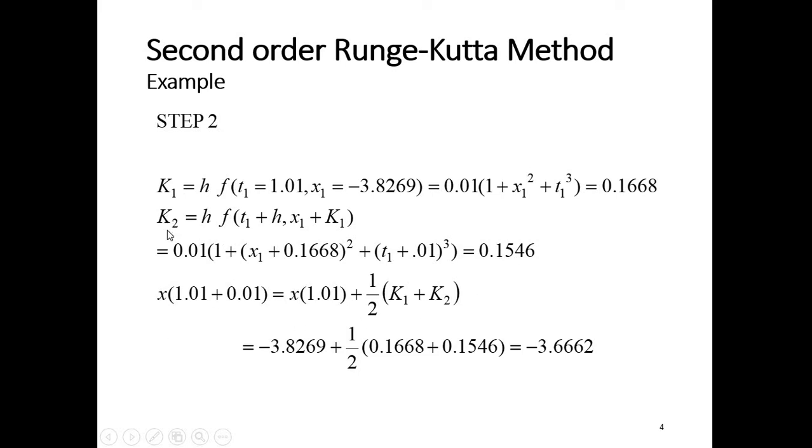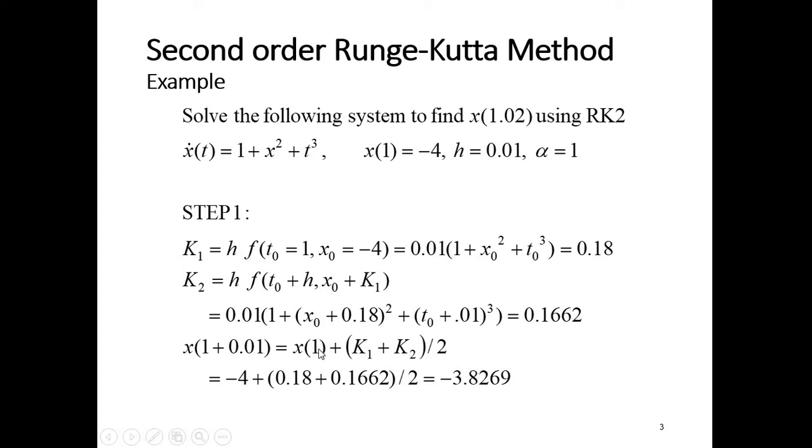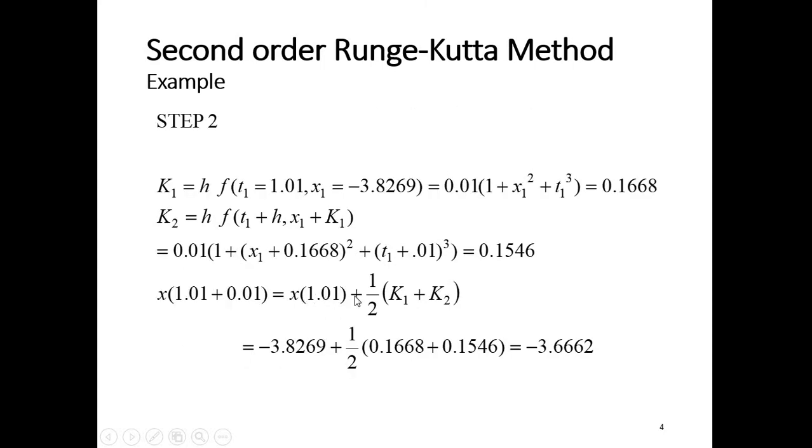This means that with k1 and k2 we can approximate the next value for x, which will be at x 1.01 plus 0.01, our step size. So this will be x at 1.02. So x at 1.02 is equal to the previous x, which is yi, plus half of k1 plus k2.